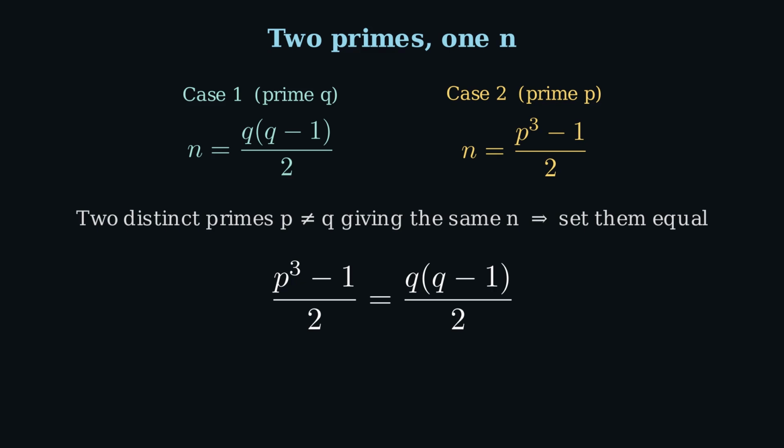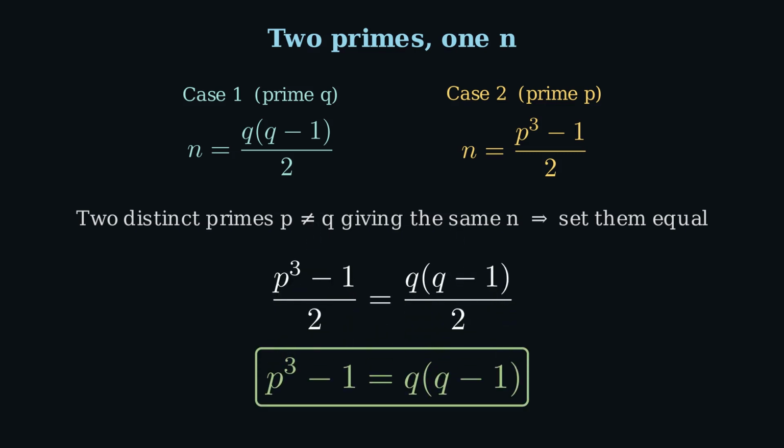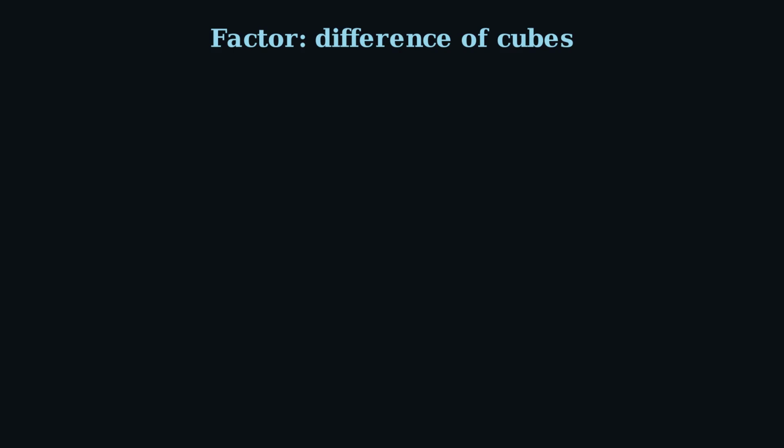And of course, we can directly multiply out the 2, so this reduces directly to p cubed minus 1 equals q times q minus 1. So everything reduces to solving this Diophantine equation. So I'll write it up again. So I wrote p cubed minus 1 equals q times q minus 1. Oh, we don't have over 2.